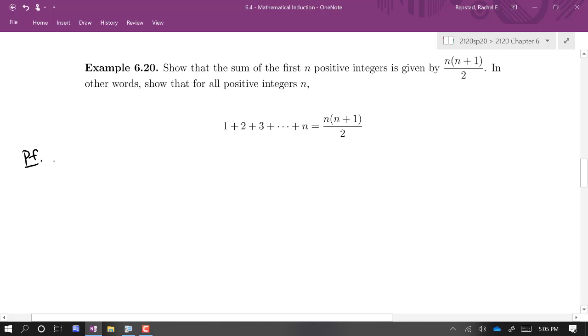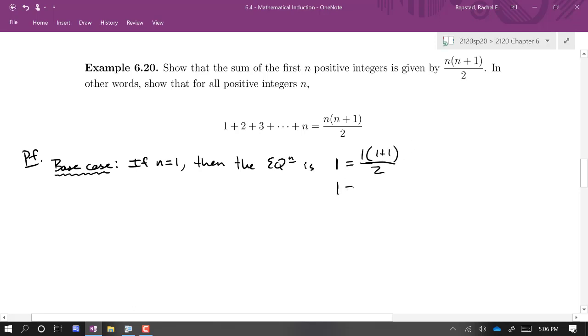So we begin with the base case. We're just going to say if n is equal to 1, let's see what this equation looks like when n is equal to 1. On the left-hand side, n tells us where we stop. If n is equal to 1, the left-hand side is just 1. I'm not adding anything to that, right? There's just one term. And on the right side, we have 1 times 1 plus 1 over 2. And this is true, right? 1 is equal to 2 over 2. That's true. So the base case is done.